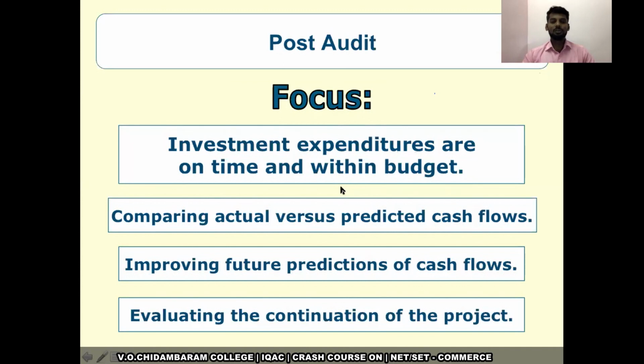Then we compare actual versus predicted cash flows. As I said before, we take these decisions before investing, and whatever calculations we made about the investments are only predicted values. After the investment, we have the actuals versus the predicted, so we can decide where we had gone wrong. So the evaluation of your project is what we call a post audit.